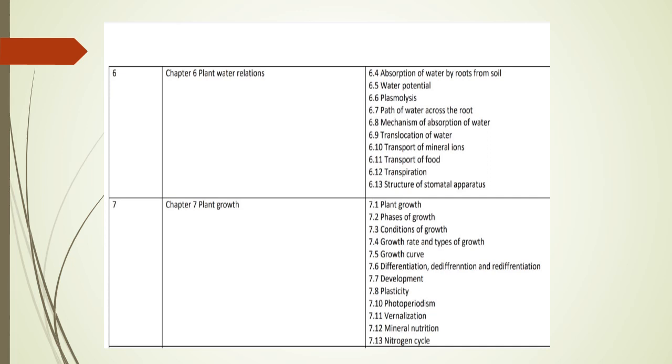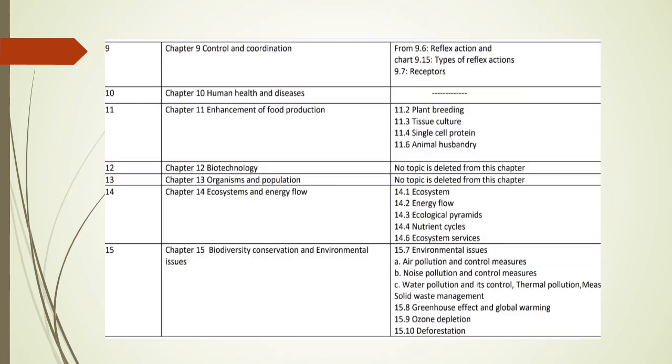In chapter number 7, that is plant growth, we have 7.1, 2, 3, 4, 5, 6, 7, 8, 10, 11, 12 and 13. So 7.9 is to be studied in plant growth. Questions are definitely going to appear on that one part only. So when we consider what we have to study, our work will be less and it will be definitely more effective, right? There is no change in the 8th chapter.